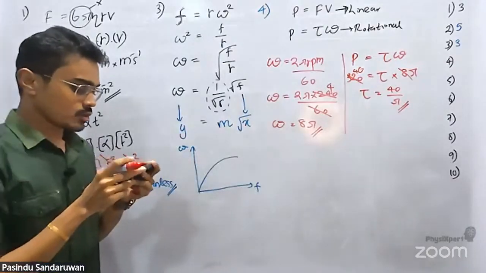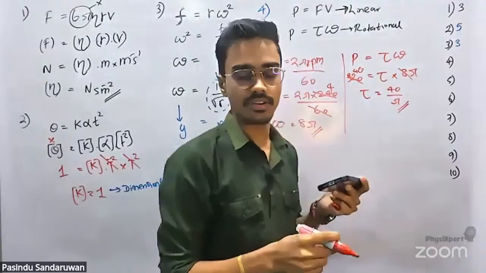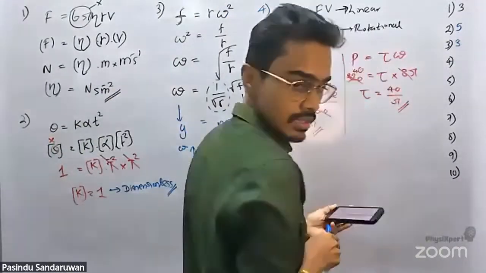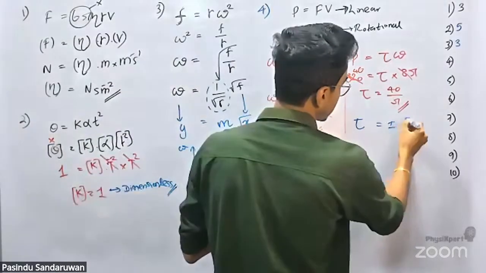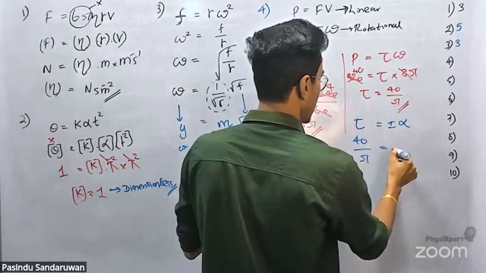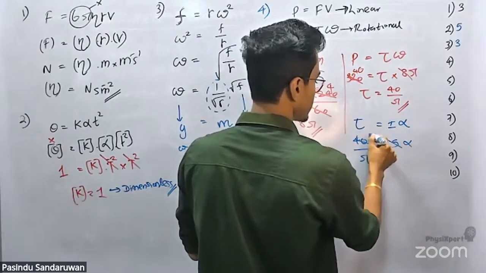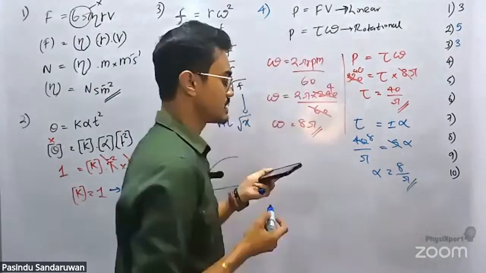Now, to get alpha, since moment of inertia is given, we can use torque equals I alpha. Torque is 40 over pi, I is 5, so alpha is 8 over pi.